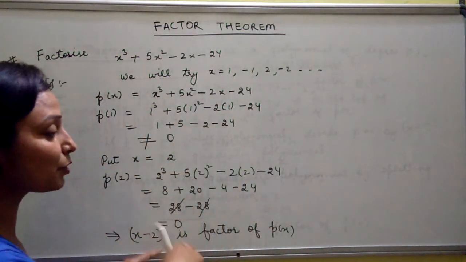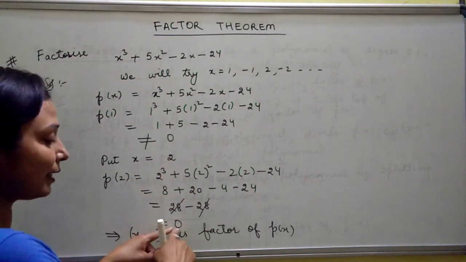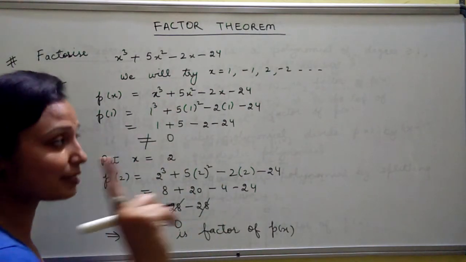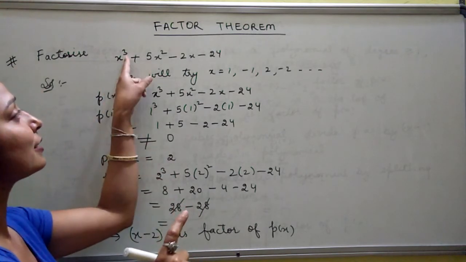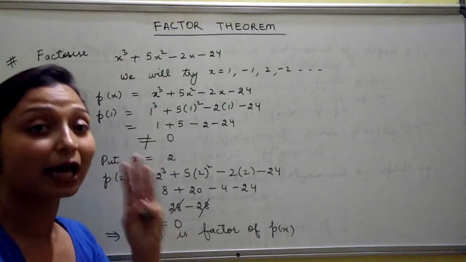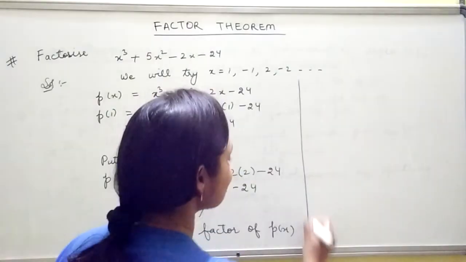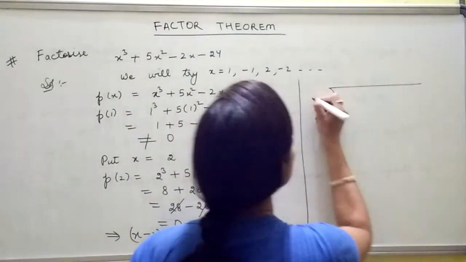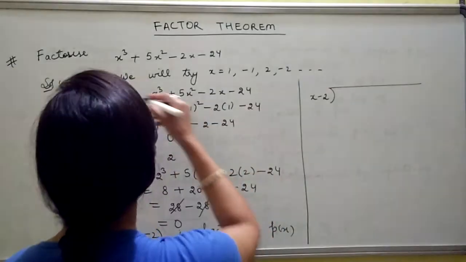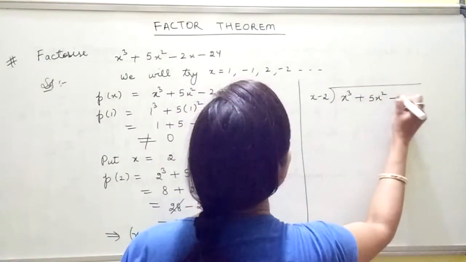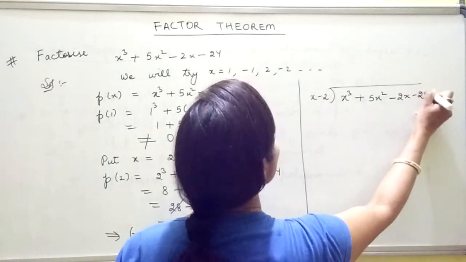This is the first step. You have to substitute the values one by one. When you get 0, that is a factor of the given polynomial. This is the single factor first. Because it has degree 3, we should have 3 factors. Only one factor I get. Now divide x cube plus 5x square minus 2x minus 24 by x minus 2.